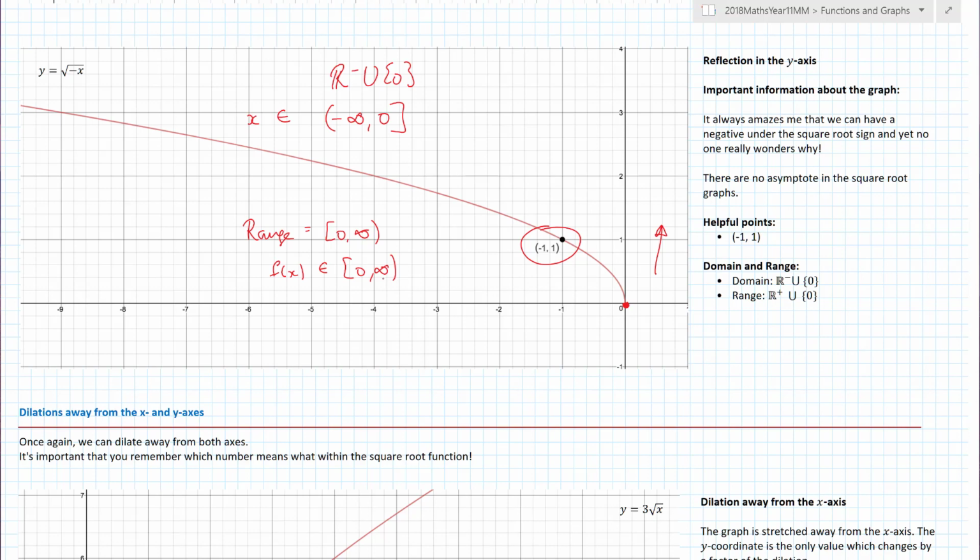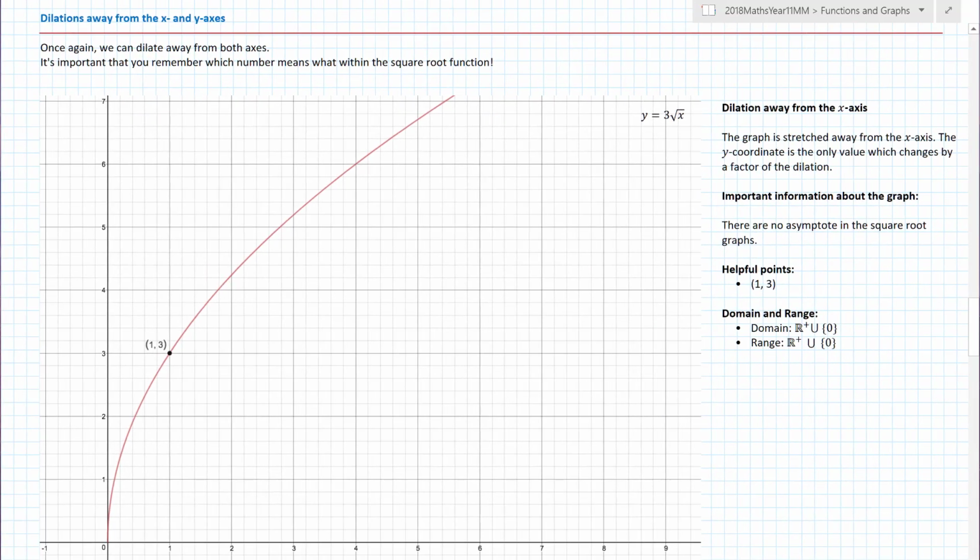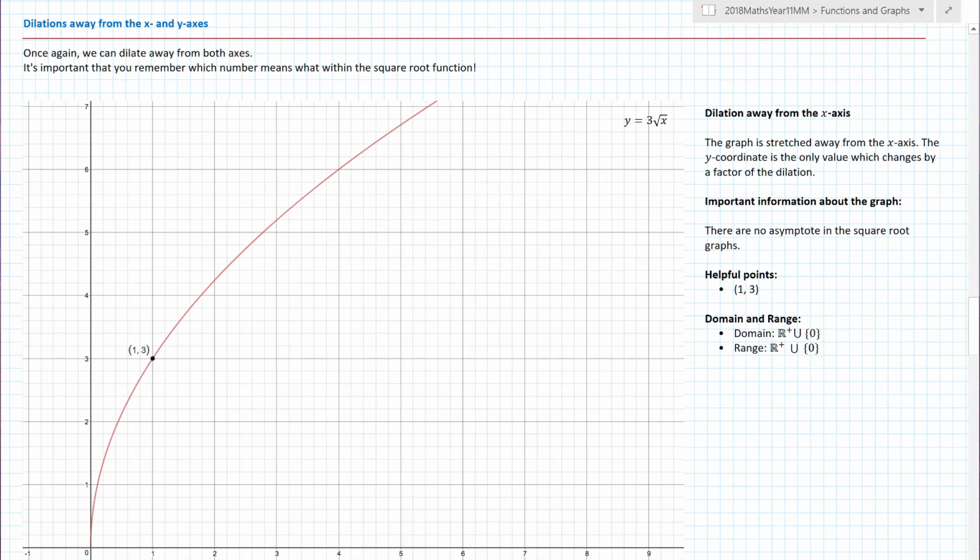You'll notice they're both very different. What about dilations away from the x and y axis? These work in exactly the same way of things we've had before. So when you're dilating away from the x-axis, it's stretching away that way by changing my y values. Here, we notice the 3 is outside of my function or outside of that square root sign. That tells me it's the dilation away from the x-axis. It's changing my y values to make them 3 times bigger. So that's why it's changing the y values.